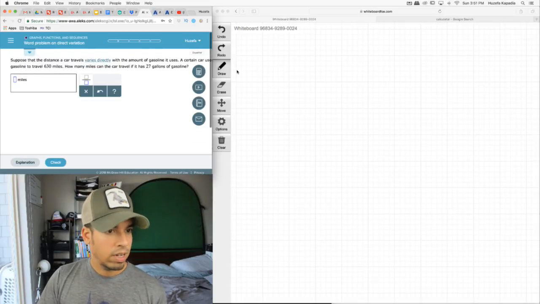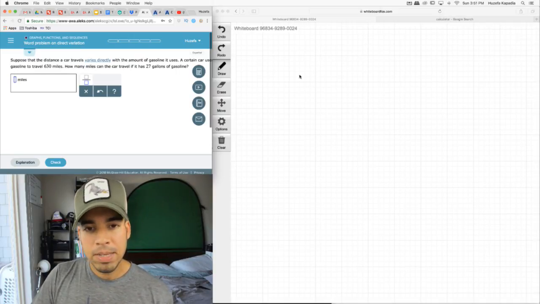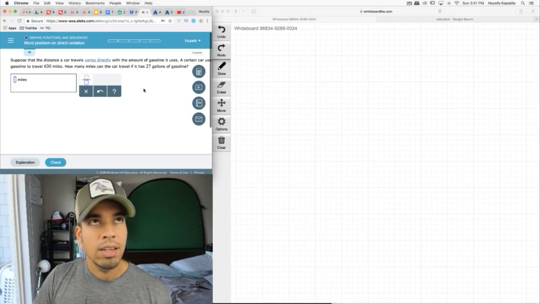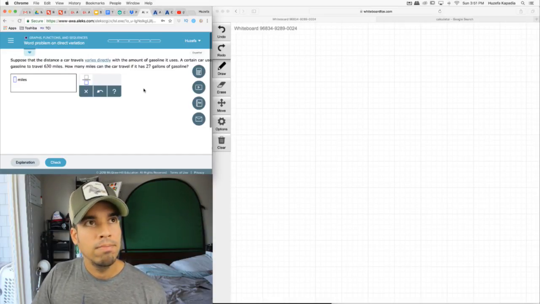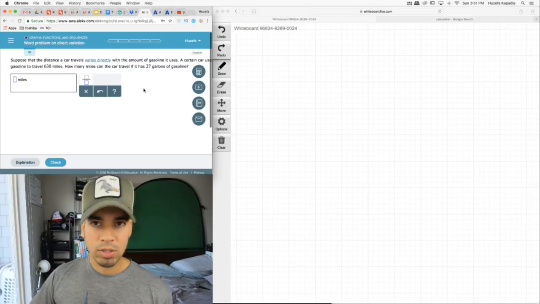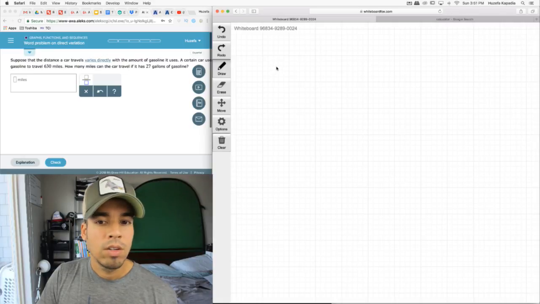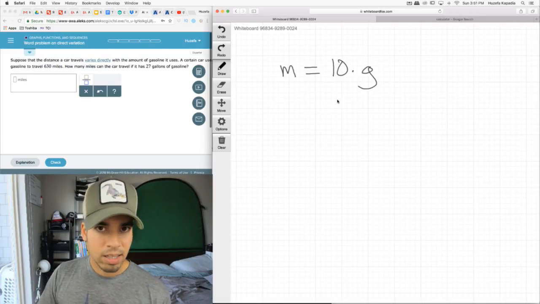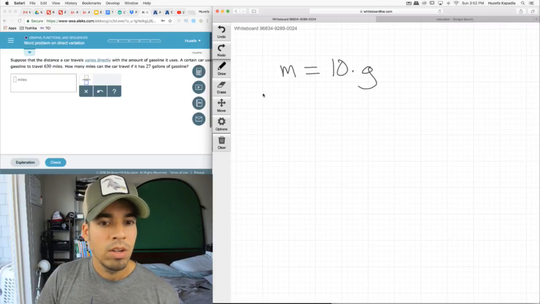Word problem on direct variation. Suppose that the distance a car travels varies directly with the amount of gasoline it uses. Now, when we say it varies directly, it means that there's a multiplier involved. A simple example would be, if a car uses 1 gallon, it travels 10 miles. 2 gallons, 20 miles. So the miles traveled equals 10 times the number of gallons used. This is direct variation, where one variable equals the other one times a constant.